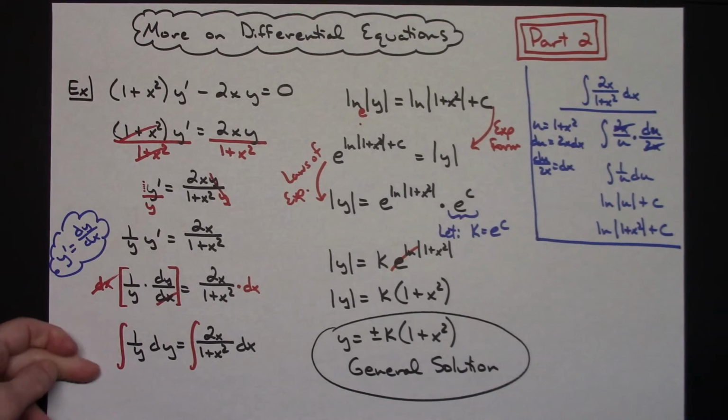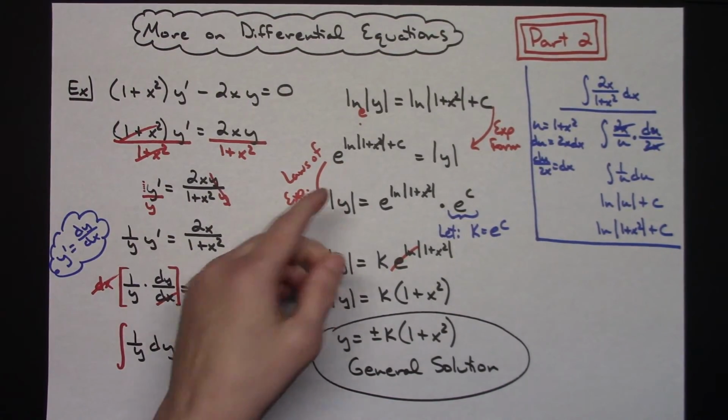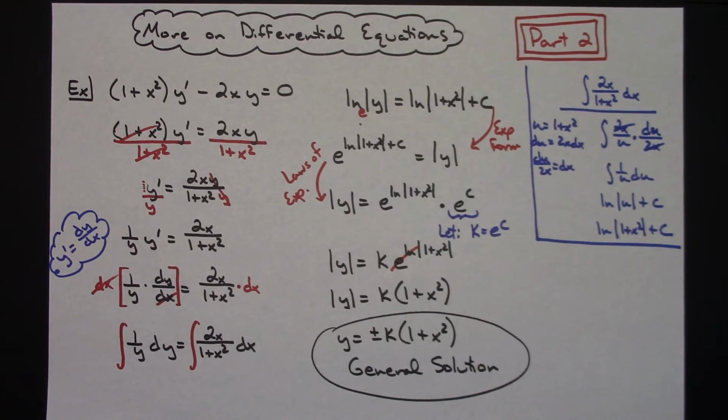Anytime your integration ends up with a natural log, you're probably going to have this e in there. You're going to have to remember laws of exponents. You're going to replace this with a k. Lots of things to remember, but it's the same steps over and over and over. So, just one more example of a differential equation.